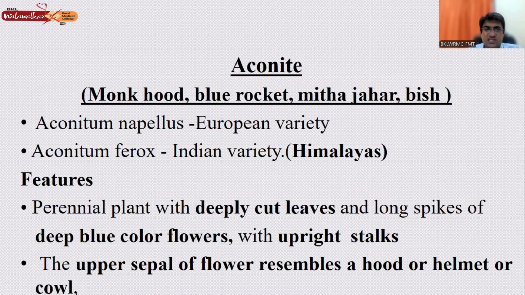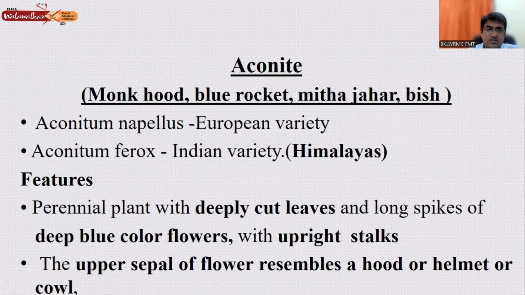Then the next poison is aconite. It is also called monkshood, blue rocket, meetha zehar, or bish. It has Aconitum napellus, which is the European variety, and Aconitum ferox, which is the Indian variety. It is mostly found in the Himalayas.